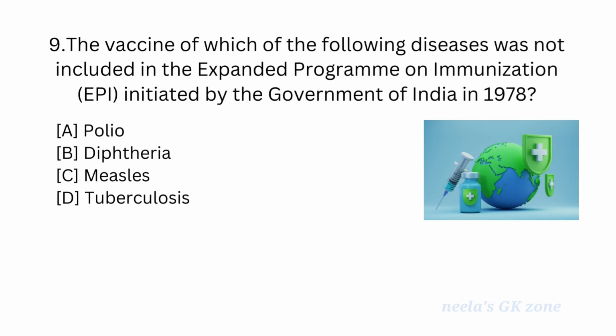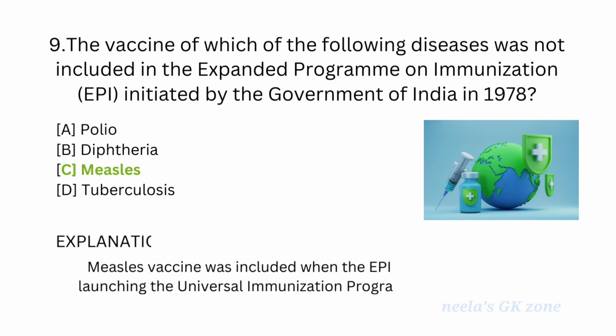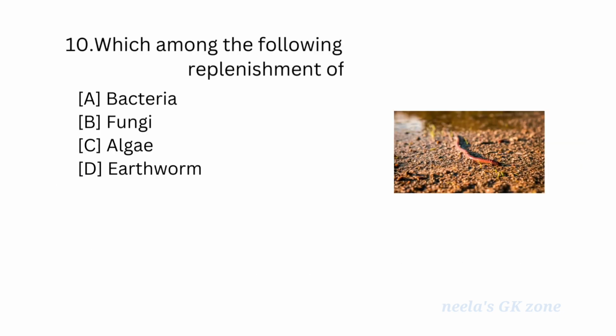The vaccine of which of the following diseases was not included in the Expanded Program on Immunization initiated by the Government of India in 1978? And the answer is measles. Explanation: measles vaccination was included when the EPI was accelerated by launching the Universal Immunization Program, UIP, in 1985-86. And the next question.